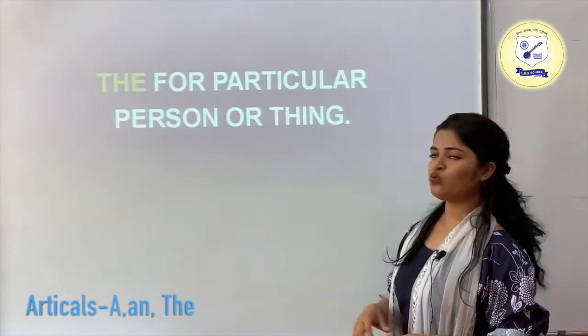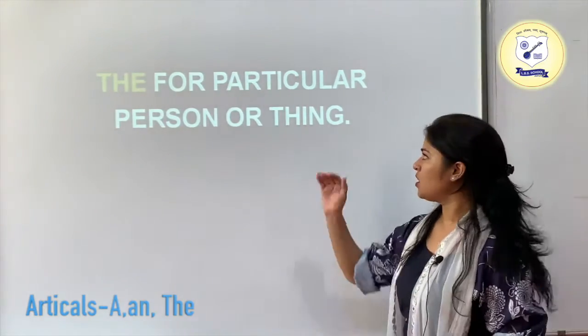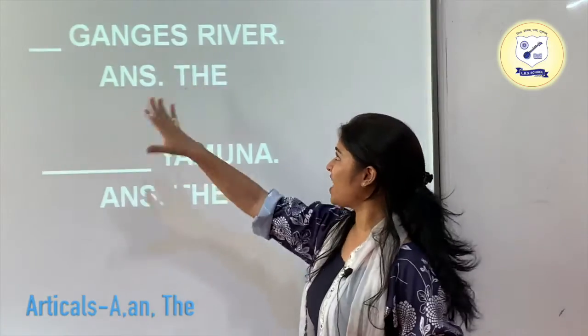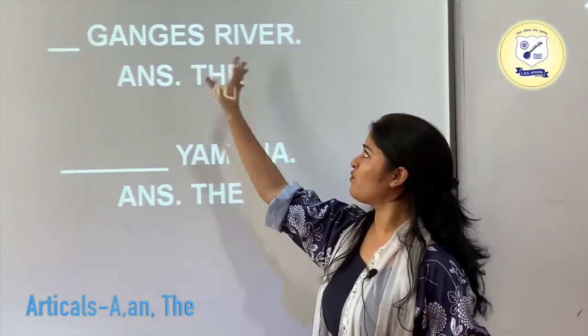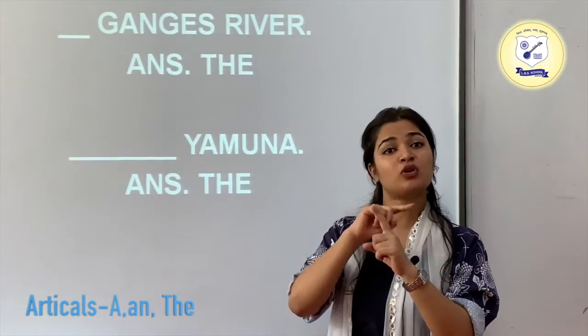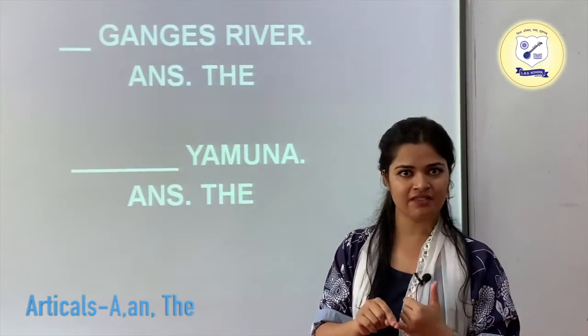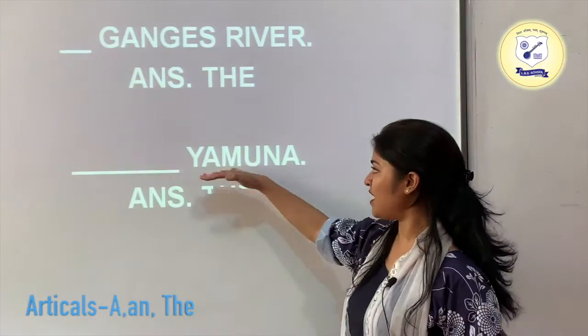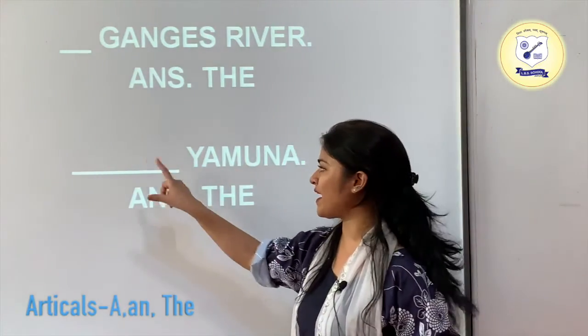Now we will go through a few examples of "the." "The" is used for a particular person or thing. Dash Ganga river. We are particularly talking about a river. We have many rivers, but since we are talking about a particular river, which is the Ganga, what we will use is "the Ganga river." Similarly, this is the Yamuna river. So what we will write is "the Yamuna."